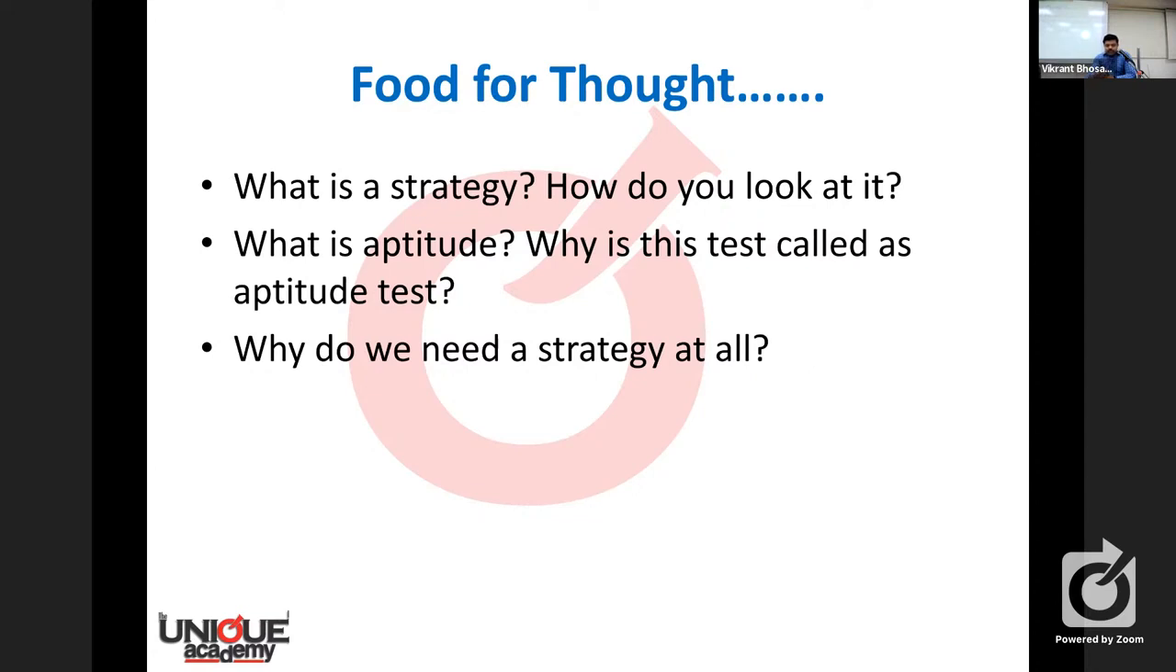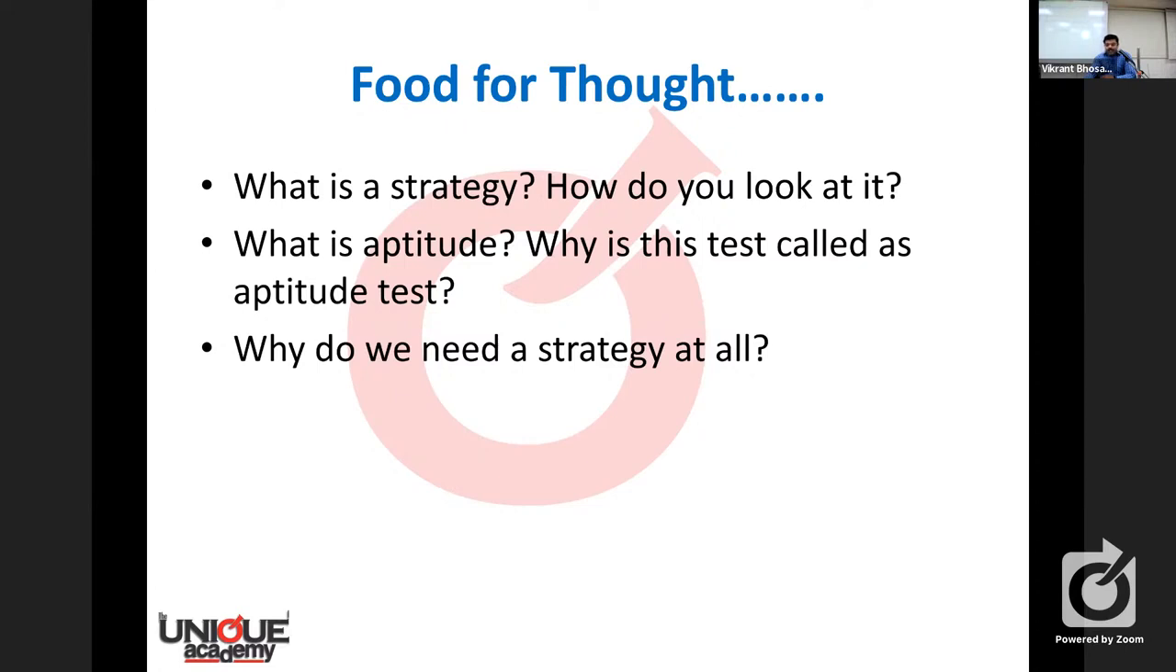Aptitude is of course natural ability, but it is limited to a specific field. So that's why you have different aptitude tests for different fields. Are you getting my point? For example, the medical entrance exam NEET tests your aptitude for the medical field. Then IIT-JEE or MHT-CET, these exams test your aptitude for the engineering field, is it not? Then CAT, GMAT, they test your aptitude for management. Similarly, CSAT. Are you getting my point?